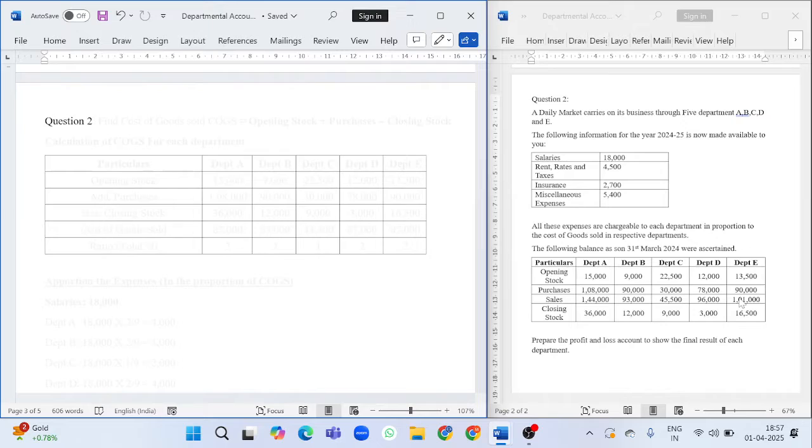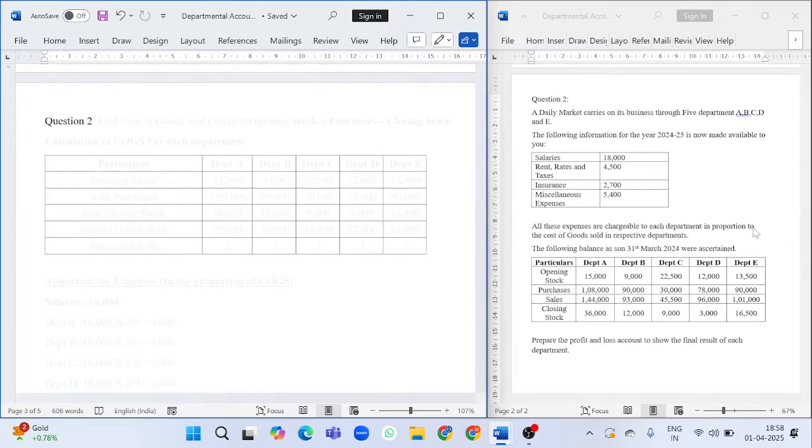In my previous video, I had discussed one problem related to departmental accounts, and in that problem only two departments were there, and we were supposed to divide the common expenses on the basis of turnover. So I feel you people have understood that problem very well. And in this particular video we will solve another problem in which there are 5 departments, and the basis on which we will be dividing the common expenses will also be different.